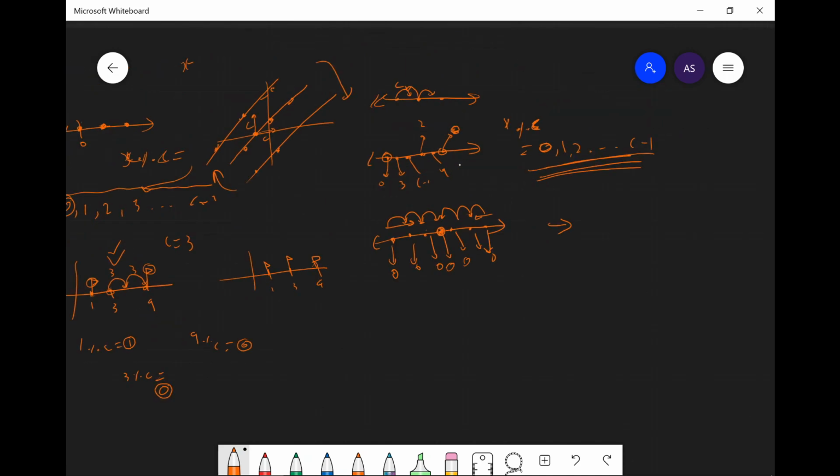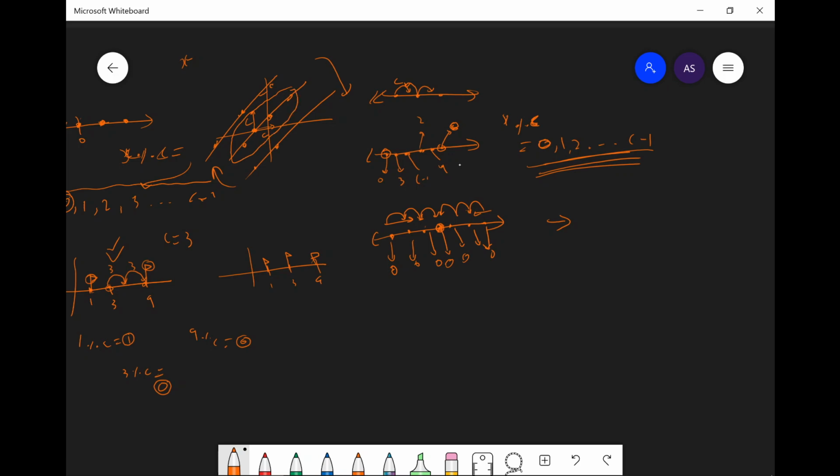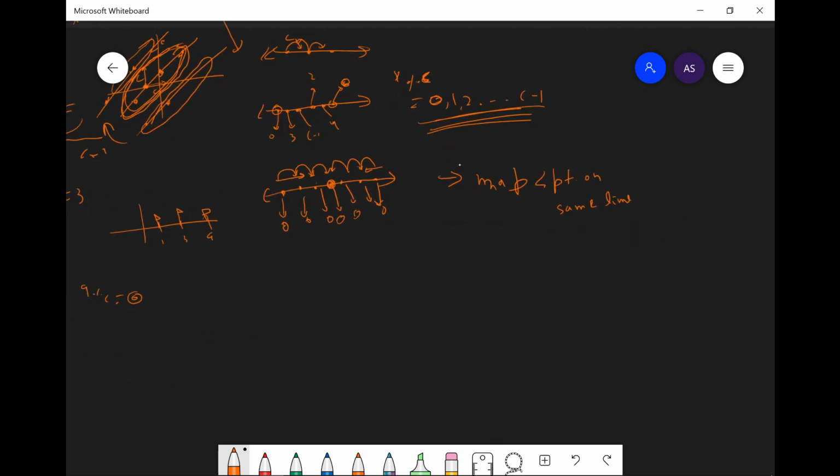So the steps would be something like this. First thing is that we need to find all these points on a single line individually. So we would be following a hash map sort of an approach, in which we would be forming, say, the points on a single line which has the same remainder with C. So we would be forming a map of this.